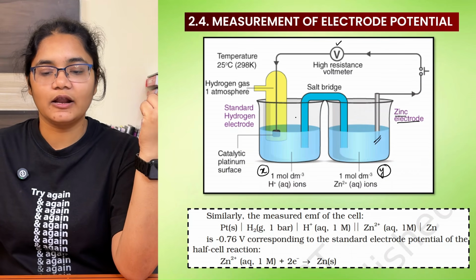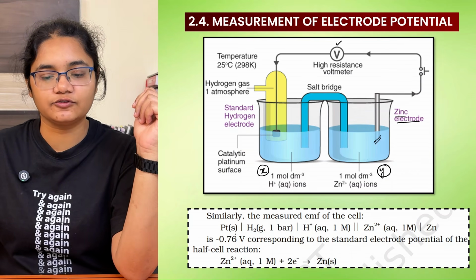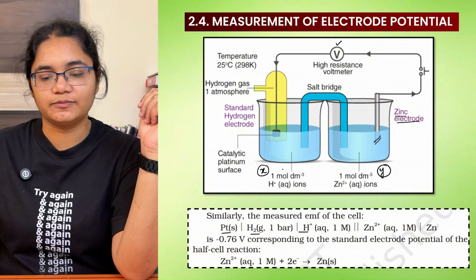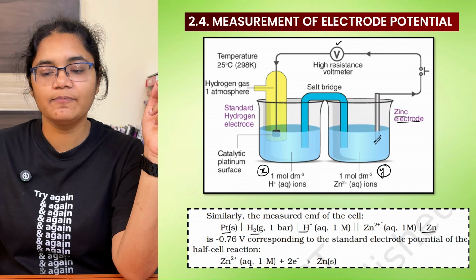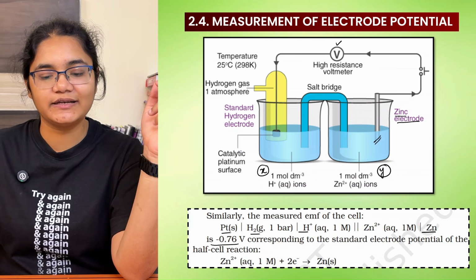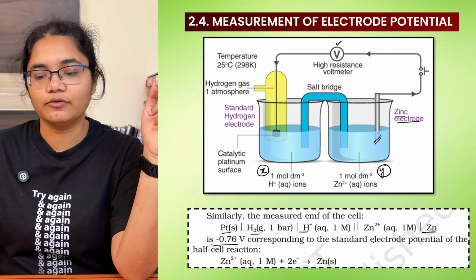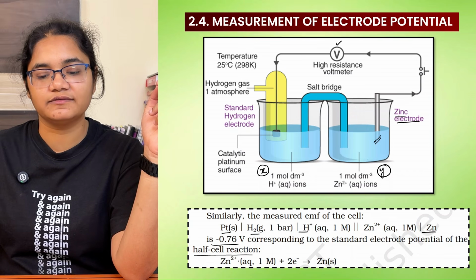Since I have assumed that x is equal to 0, whatever difference comes will be equal to y. Now if I want to write the cell notation for this one: Pt, H2 and H+. The anode part is written first, then you have Zn2+ and Zn. Now the value is minus 0.76, corresponding to the standard electrode potential of the half cell reaction.